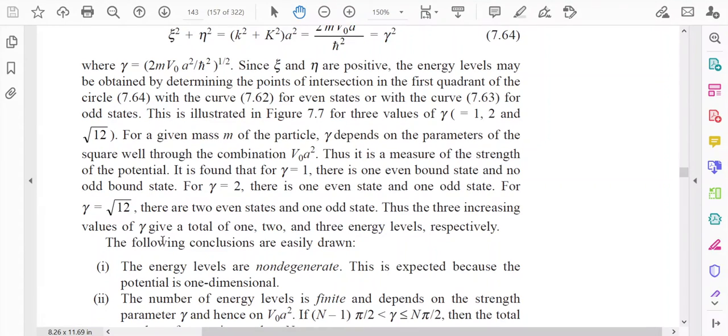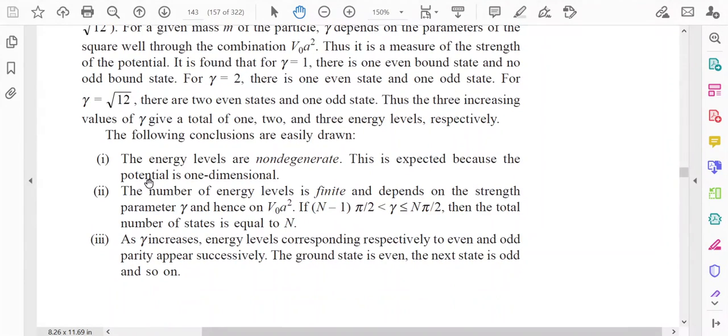Three increasing values of gamma give a total of one energy level at first, then two energy levels, and then three energy levels respectively. So we can draw some conclusions. Firstly, the energy levels are non-degenerate, that is, we are obtaining different values of energy for different states. And secondly, the number of energy levels is finite and depends on the strength of the parameter gamma, and hence on V0 a square. And the total number of states, as we have described, is 1, 2 and 3 energy levels respectively.